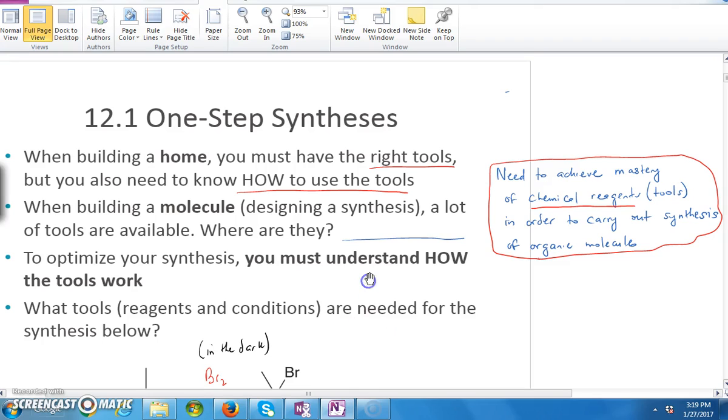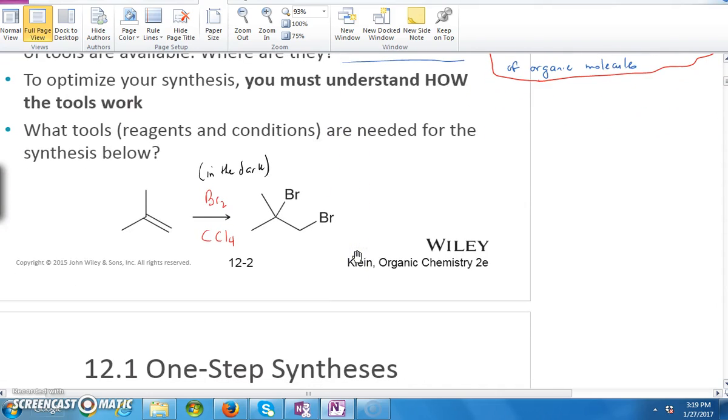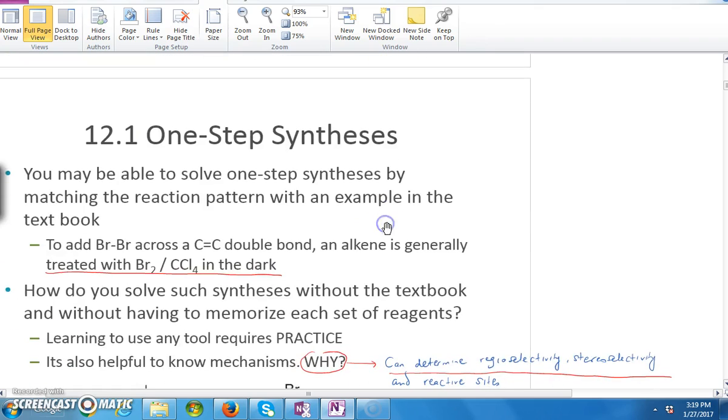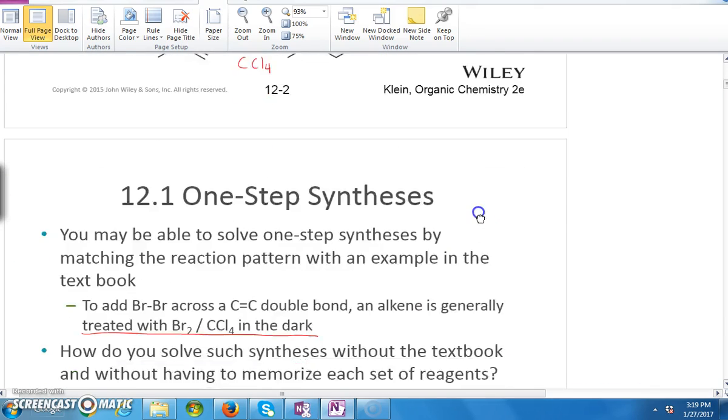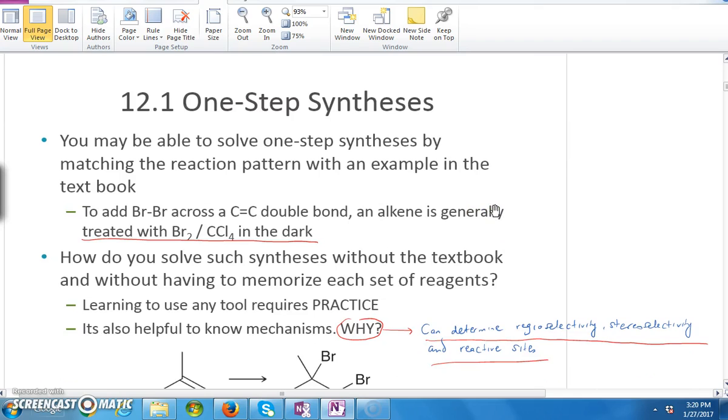For instance, if we look at this example, this is an addition reaction. This is an addition of a bromine molecule to the double bond, and this will proceed easily in the dark with carbon tetrachloride as the solvent and the bromine molecule as the reagent. Now, this is something that we covered in chapter 9, so this is just going to be review.